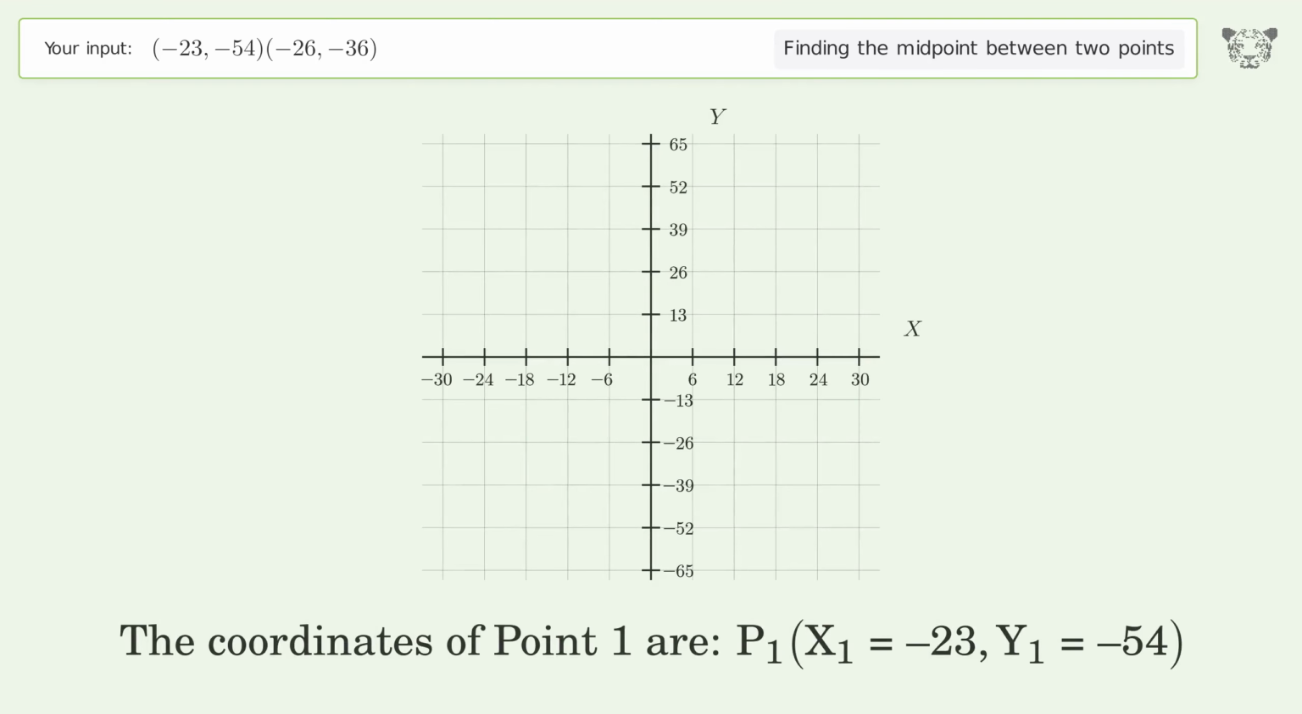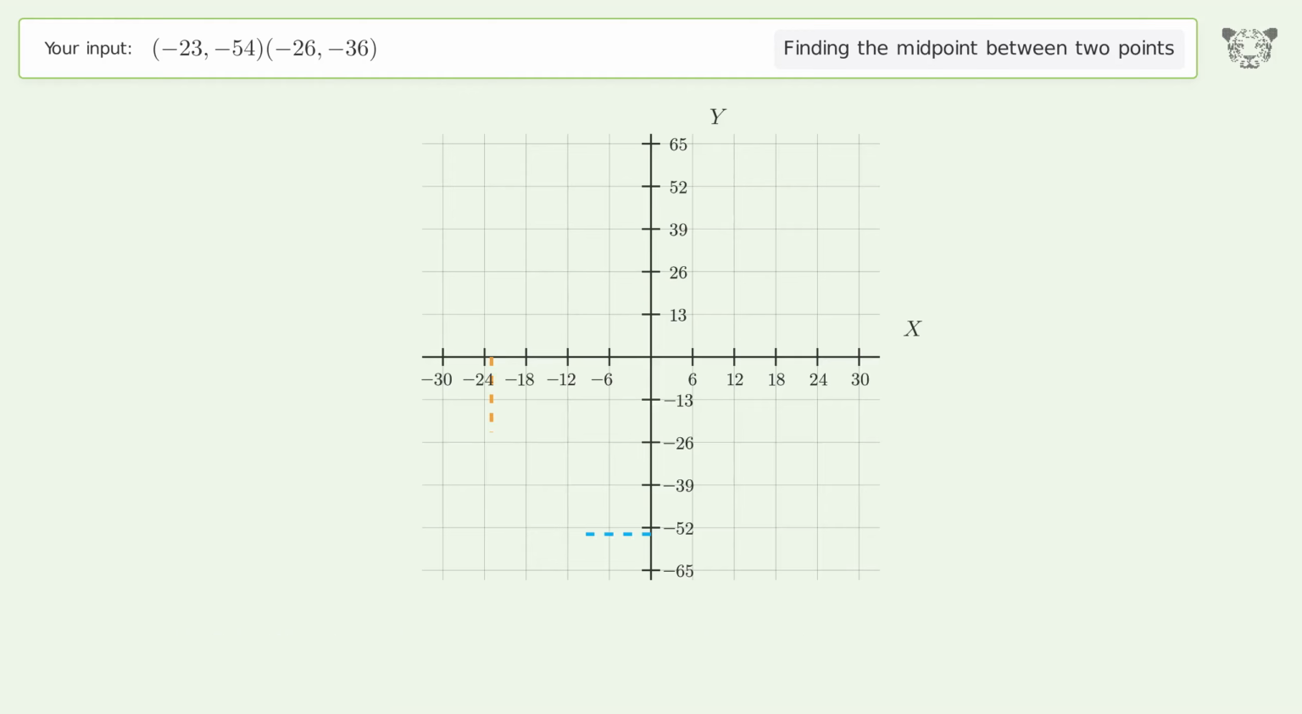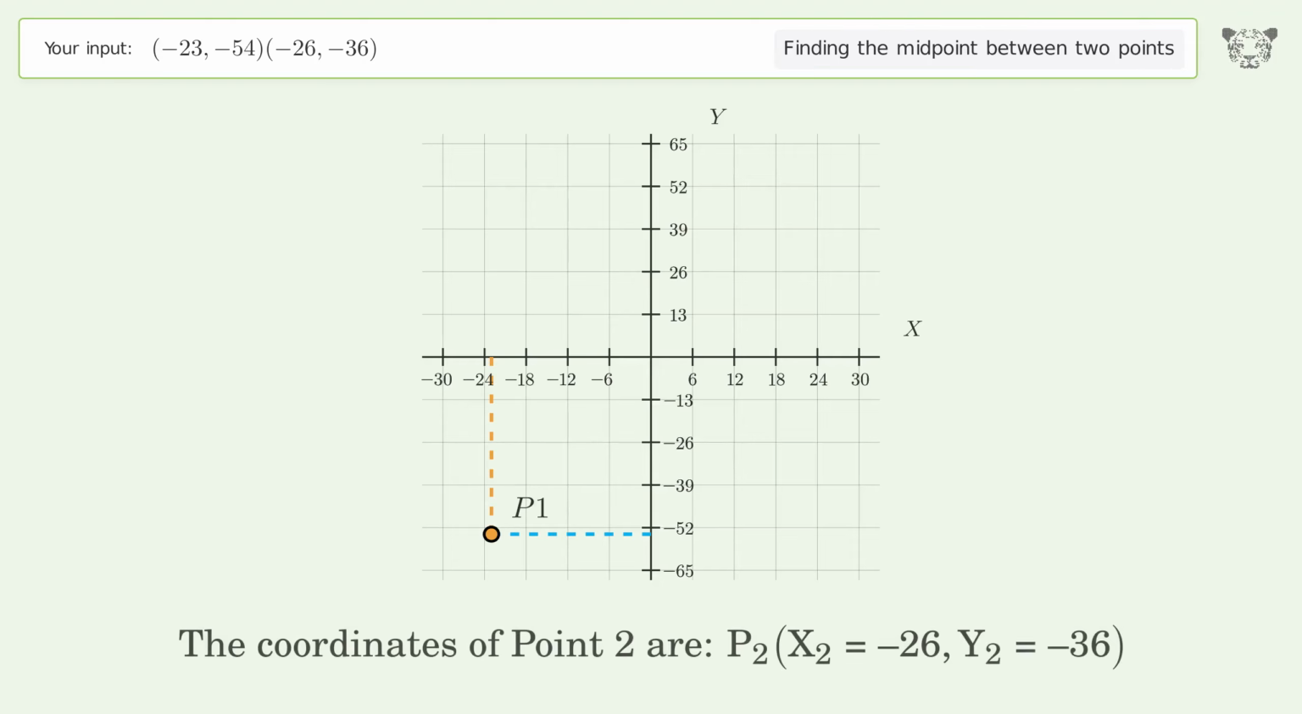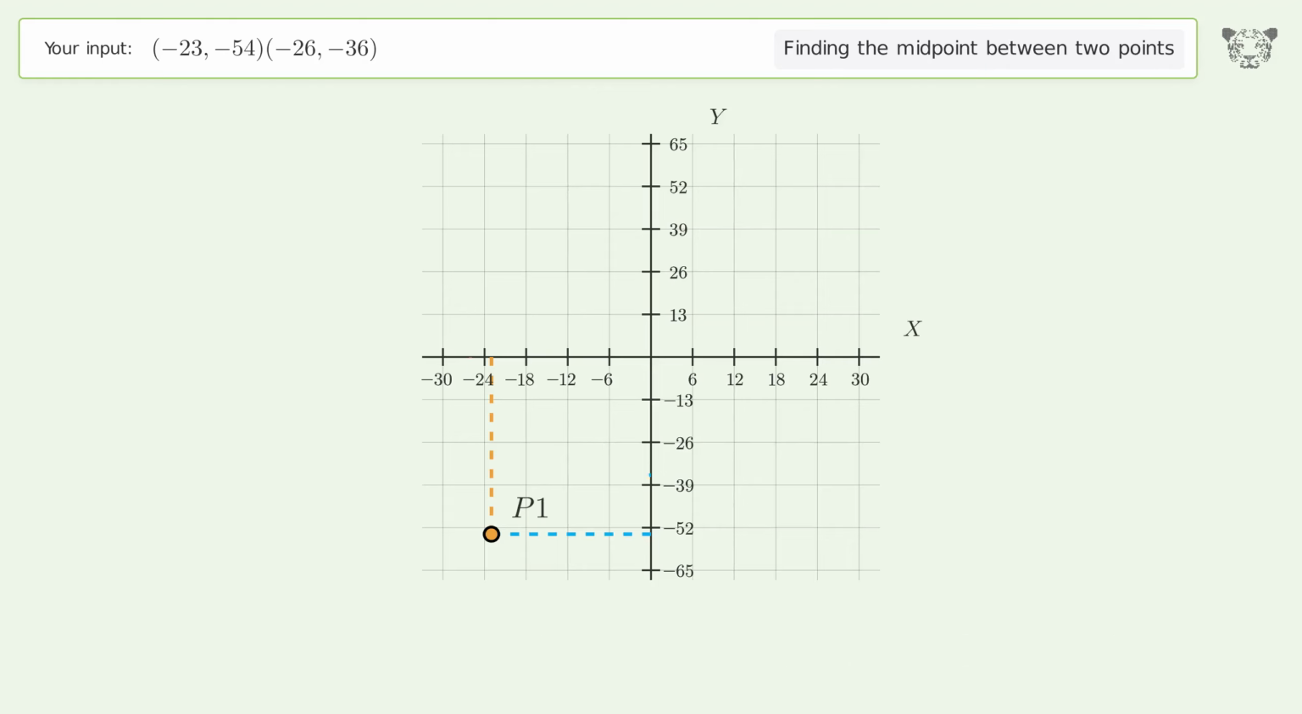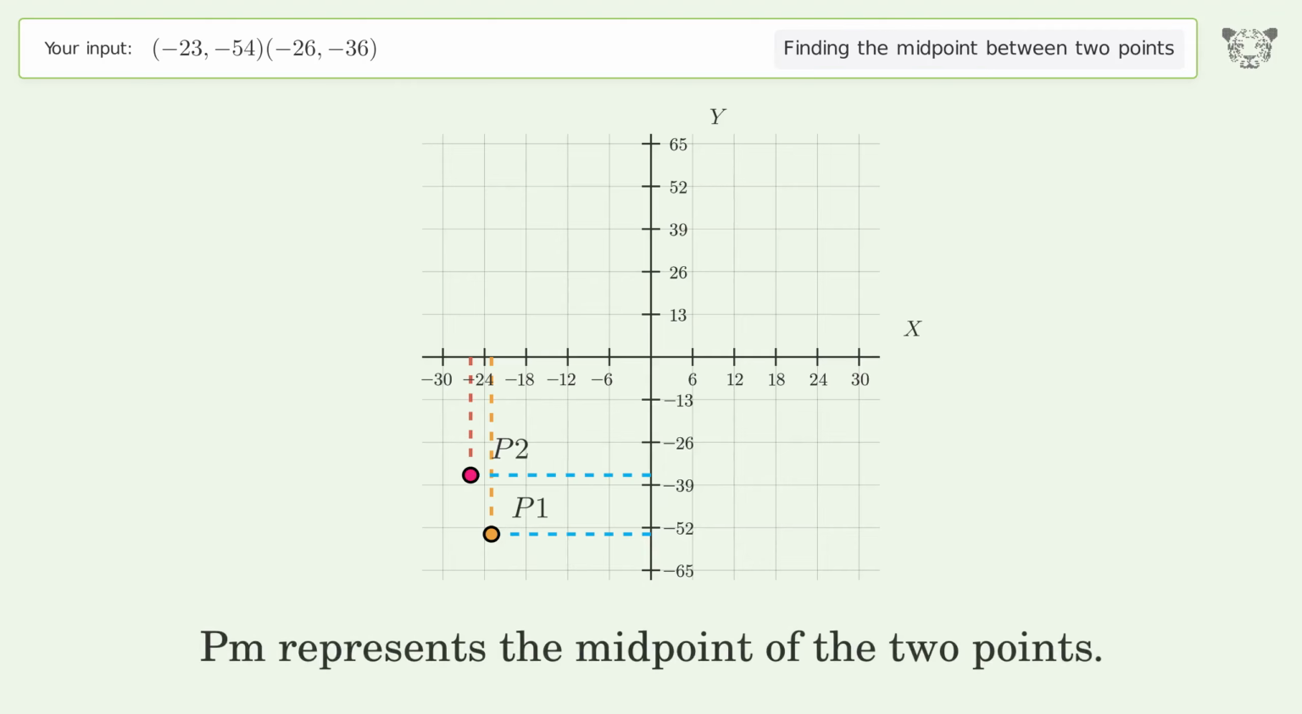The coordinates of point 1 are, x1 equals -23, y1 equals -54. The coordinates of point 2 are, x2 equals -26, y2 equals -36. PM represents the midpoint of the 2 points.